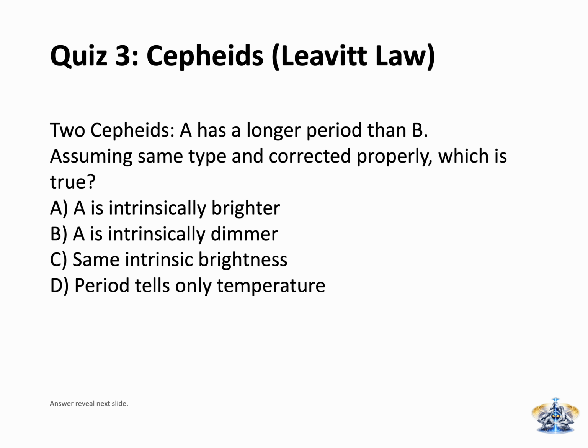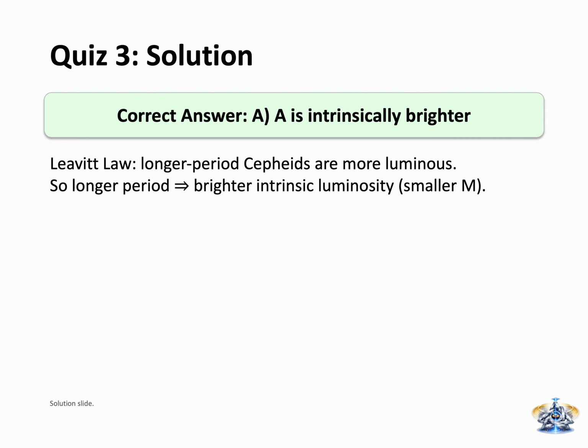Cepheid concept check. Cepheid A has a longer period than Cepheid B. Which one is intrinsically brighter? Leavitt's law says longer period means higher intrinsic luminosity. So, Cepheid A is intrinsically brighter.